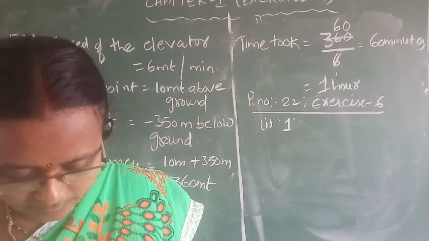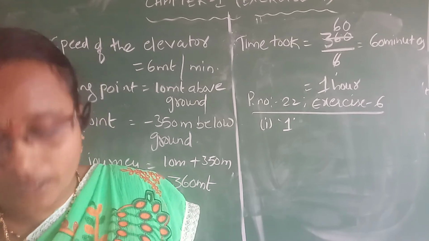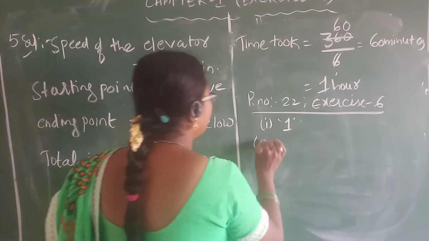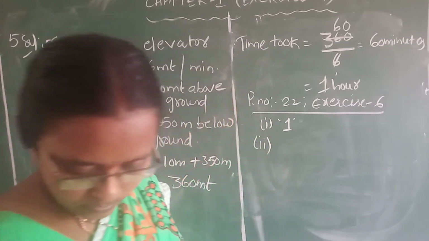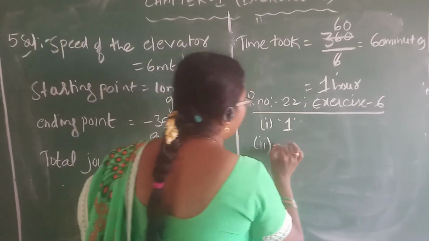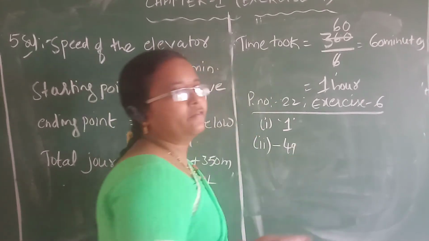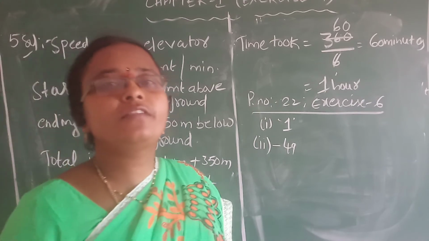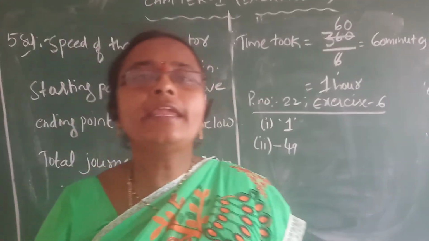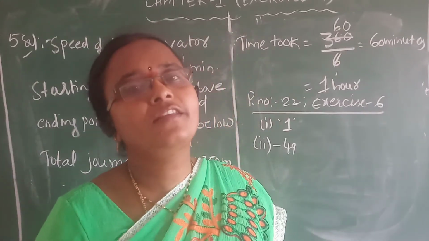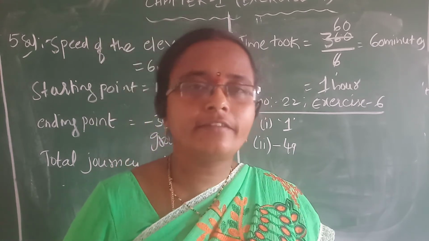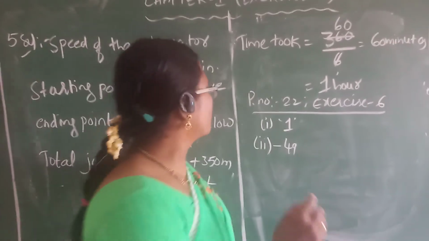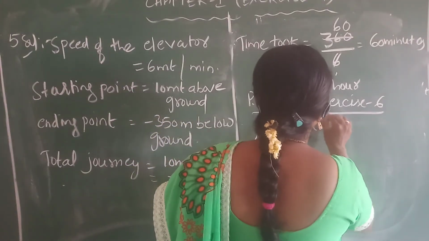Second, fill in the blanks. What should be divided by 1 to get minus 49? It is the reverse: minus 49 itself should be divided by 1 to get minus 49. Next, 50 divided by 0. Any digit that is divided by 0 is undefined. We are not going to get any value. So the third solution is undefined.